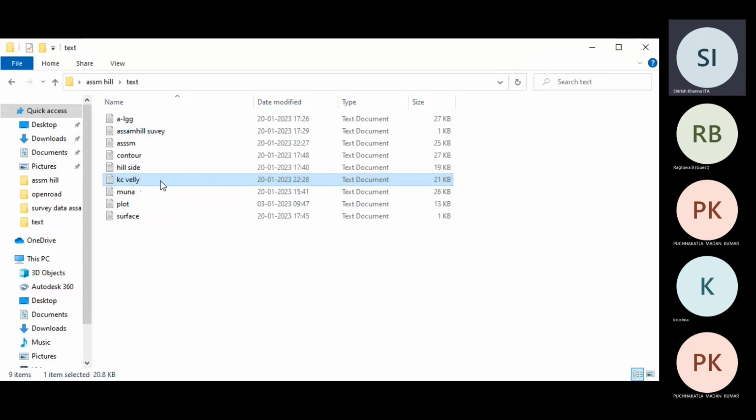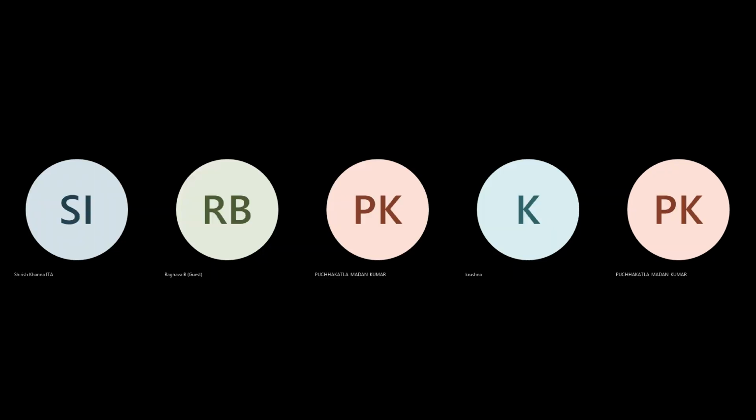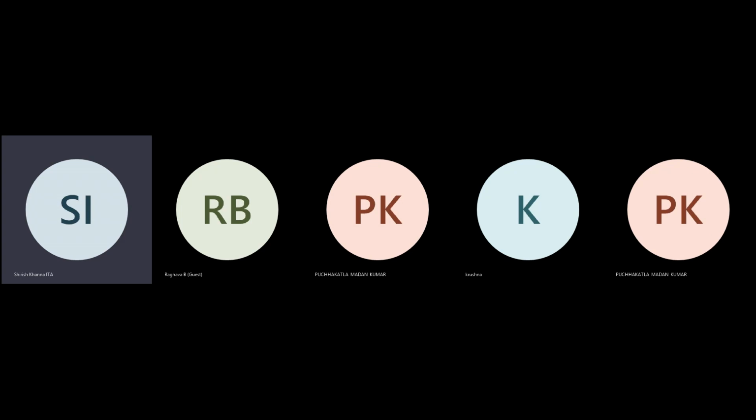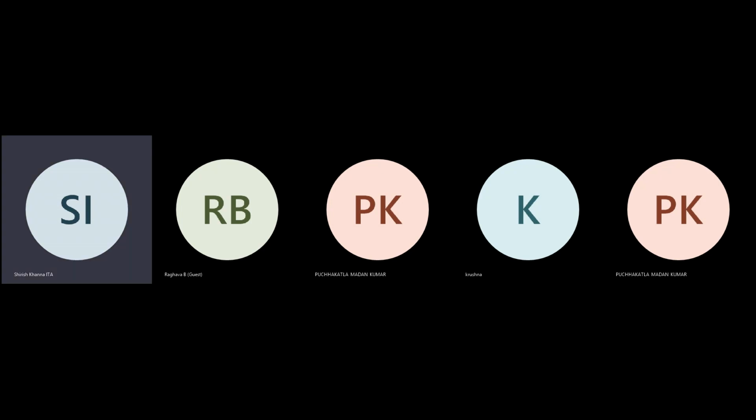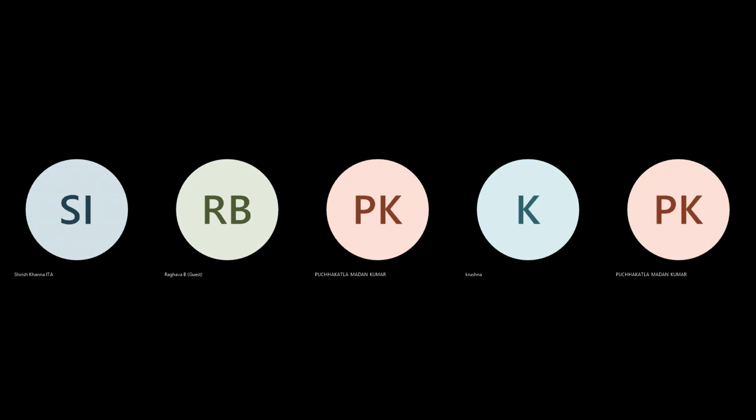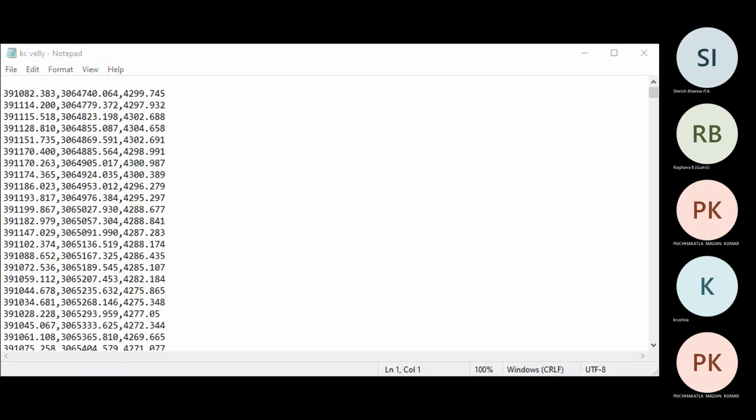Just double click on it, it will open. Right click and open with Notepad. I want to see it first. Which kind of data is this? Again, the screen is not visible. This is the Notepad. Okay, now visible, sir. This one.